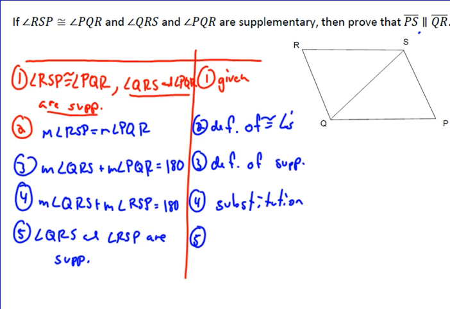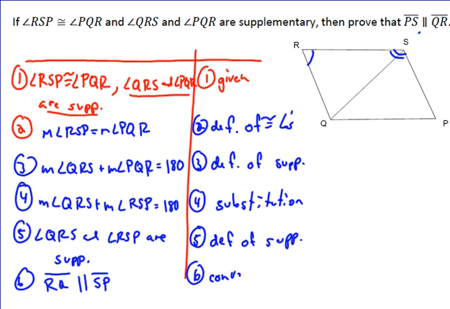And that, just by definition of supplementary angles, turns out to be enough, as we talked about, to make our claim. If this angle QRS is supplementary to that angle RSP, then that means that the lines RQ and SP are parallel, which is what we wanted to show. RQ parallel to SP, and that is by the converse of the same side interior angles theorem, which states that if same side interior angles are supplementary, then the lines are parallel.